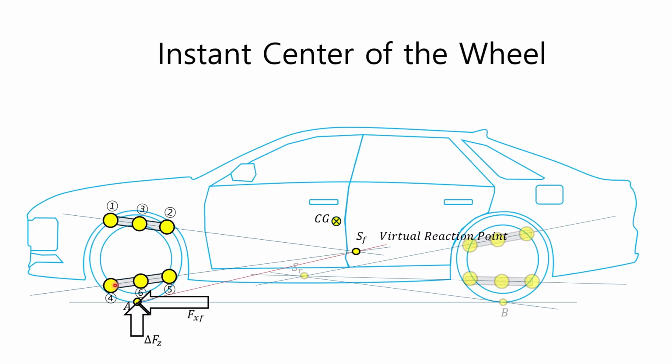The point where these two lines intersect is SF, and from a kinematic point of view, it is the instant center of the front wheels with respect to the body, or the instantaneous center of the body with respect to the front wheels. The point SF obtained in this way is called the virtual reaction point of the front suspension.